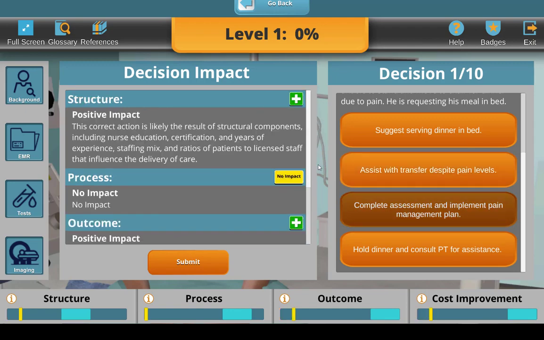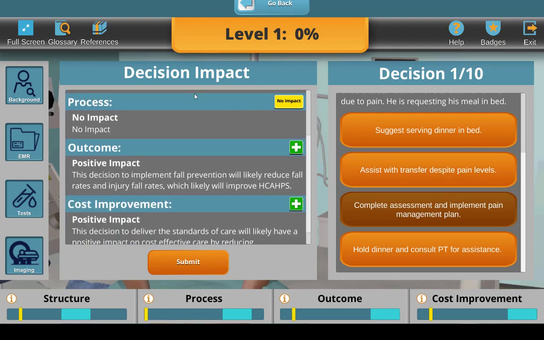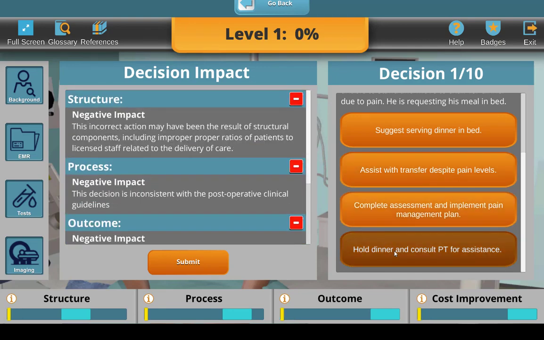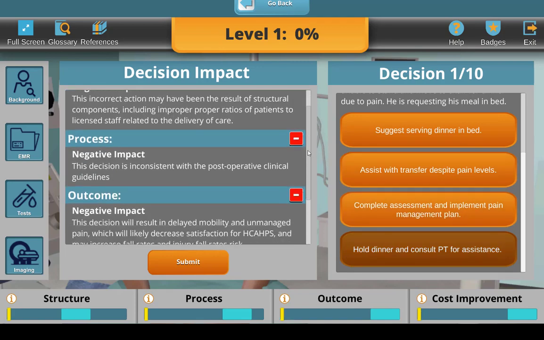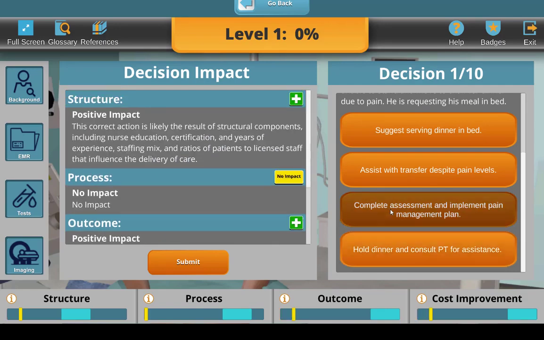What if we complete an assessment and implement a pain management plan? Well, that seems like a logical thing to do. It looks like it has a positive impact on structure, doesn't have an impact on process, has a positive impact on outcome and cost. So that one looks pretty good. Well, the last choice is hold for dinner and consult PT. Well, as we scroll through here and read the rationales, we can see that that does not look like the best choice. So our best choice is to complete an assessment and implement a pain management plan.